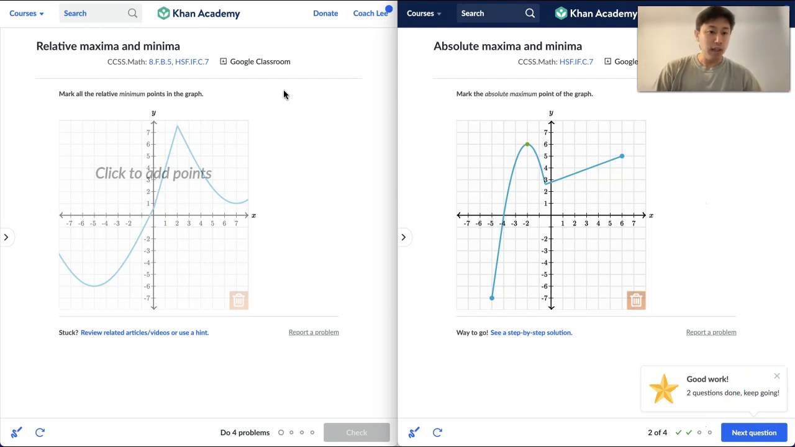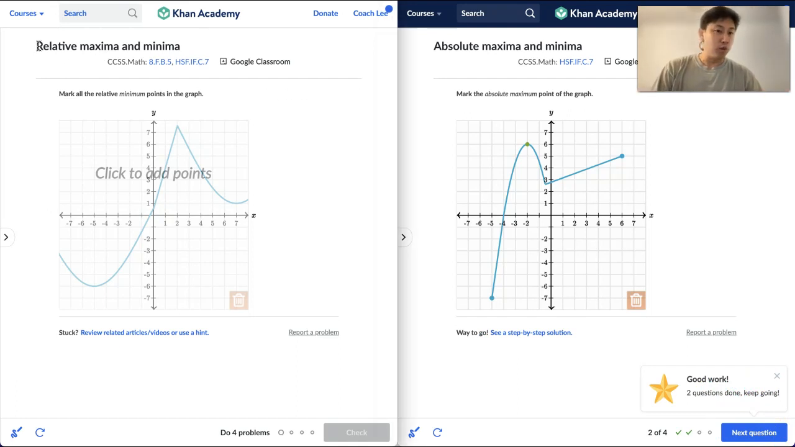Now, on to relative. We use the word local in class, okay? They mean the same thing. Different math textbooks and different places around the world, they'll interchange these words, okay? So relative is the same as local. So local meaning just in its general area, is it a maximum or minimum point? Okay, so you can have multiple relative max points, or you can have multiple relative min points.